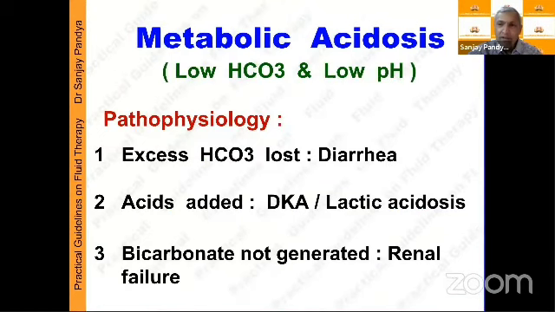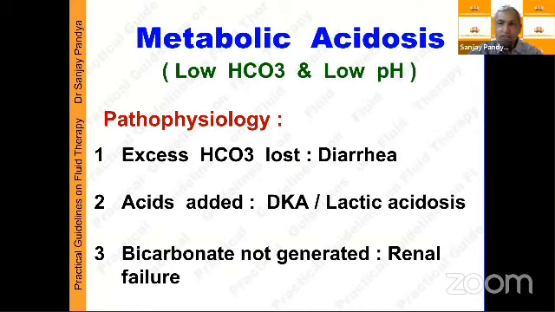Now, in which clinical scenario do we suspect and consider metabolic acidosis? The answer is whether there is excess loss of bicarbonate, like in diarrhea, acid is added, like in diabetic ketoacidosis or lactic acidosis, or bicarbonate is not generated, like in renal failure or renal tubular acidosis.